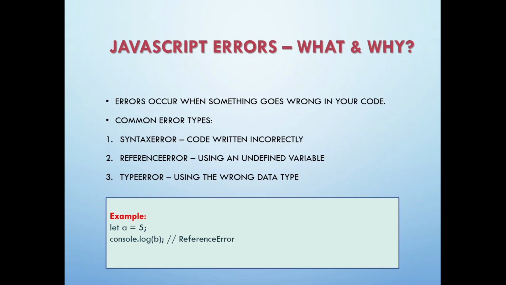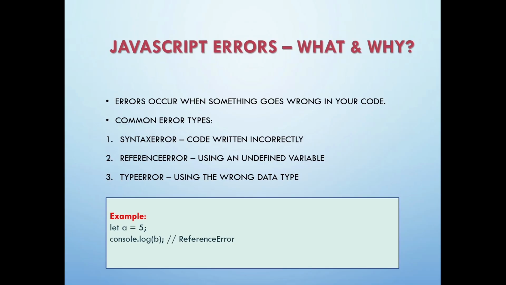First one, syntax error. It will occur when we write code incorrectly. Next one is reference error. This will occur when we use an undefined variable. Next one is type error. If we use a wrong data type inside the code, then a type error will occur.